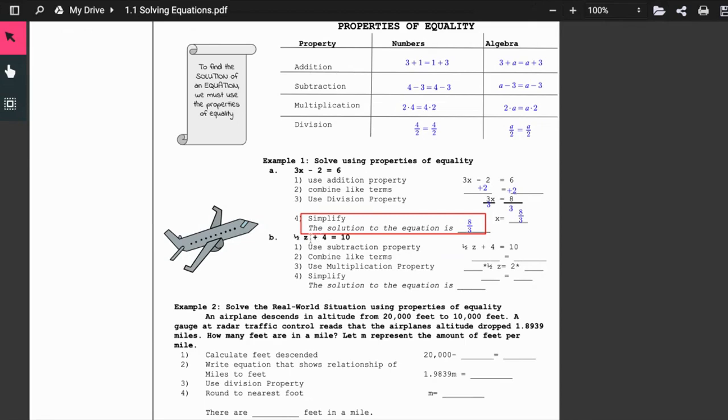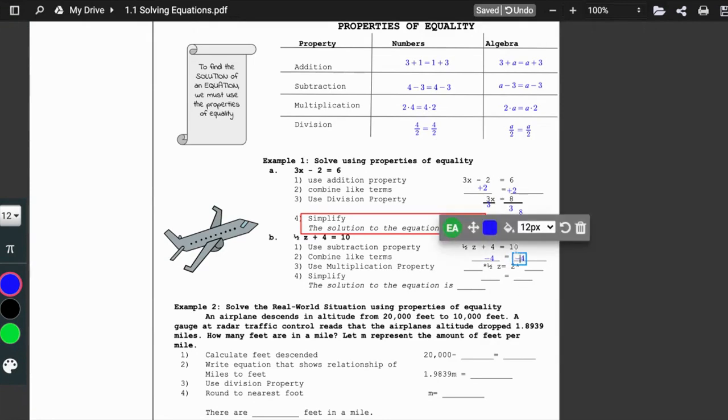Again, it comes back to this. We're trying to solve for z. The thing farthest away from z is 4. So to get rid of positive 4, I subtract 4, which is why I'm using the subtraction property. So subtract 4 from both sides. And then on the right, I'm doing it to the 10. And then I'm going to do the math. Well, 4 take away 4 is 0. So I have 1/2 z. And 10 take away 4 is 6.